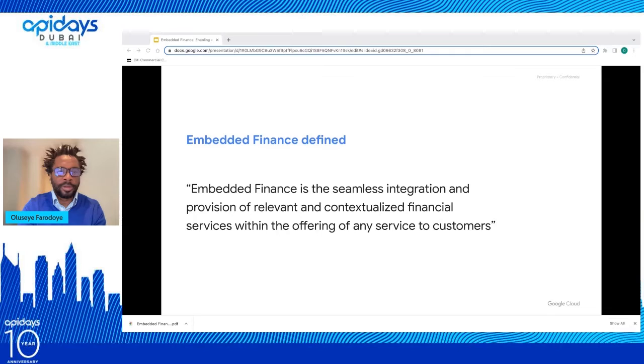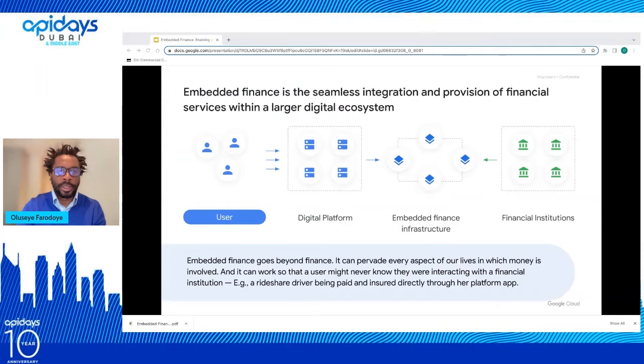So what is embedded finance? In a nutshell, it is just finding ways to seamlessly integrate your services and your products within the offerings of any other service to all the customers that you have and you serve within your ecosystem. So it is not about trying to deliver digital products and digital services within your own digital surface. It's about trying to ensure that you meet the customers where they find themselves and where they do their daily activities. So it's really about trying to embed your services within a very large and diverse digital ecosystem.